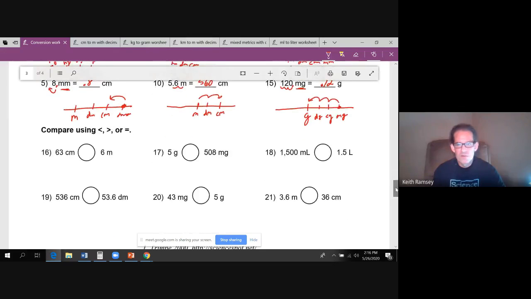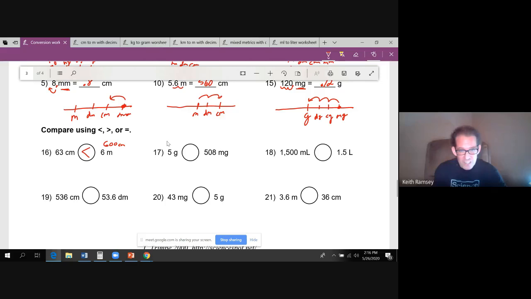Okay, some more greater than, less than, or equal to, some more inequalities. So over here I have 63 centimeters, and I know that there's 100 centimeters in a meter. So if I convert this, this would be 600 centimeters, which is clearly more than 63 centimeters. So I'd say 6 meters is greater. Over here, I've got 508 milligrams. I know there's 1,000 milligrams in a gram.